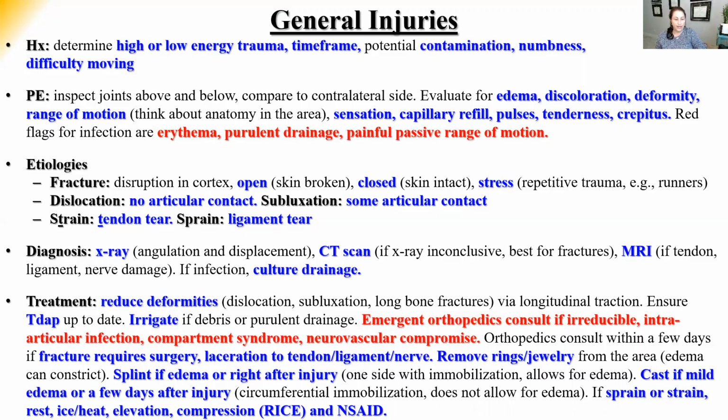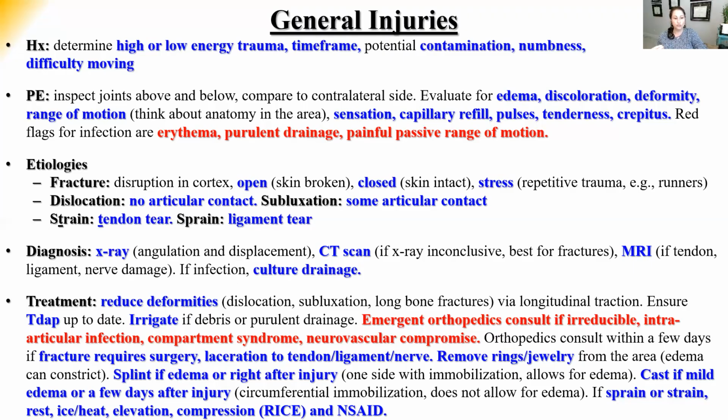First thing we want to do is order x-rays. Is the fracture angulated? Is it displaced? CT scan can help if the x-ray is inconclusive, and that's going to be best for evaluating fractures. MRI, if we're thinking it's a soft tissue injury, so tendon, ligament, or nerve damage. And if it's infected, you want to culture that drainage.